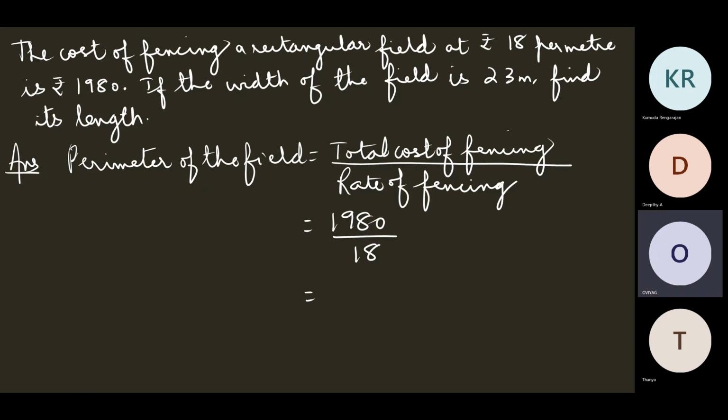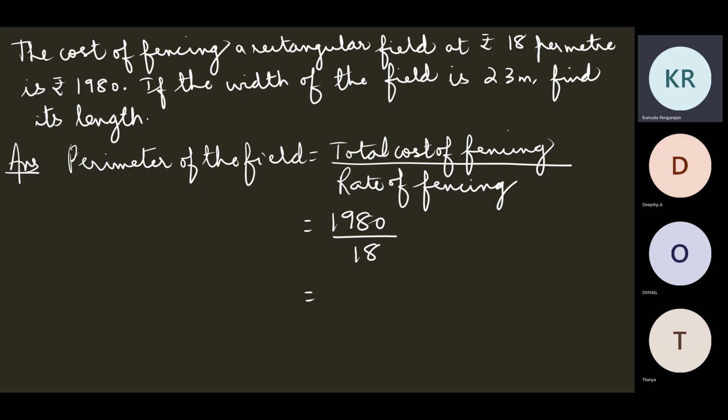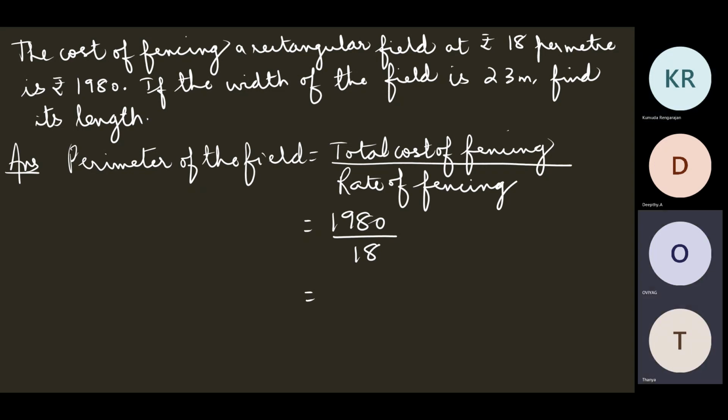Ma'am, I think first we should find the semi-perimeter. That's a different situation where you're given the perimeter and the length and asked to find the breadth. Here it is about the cost of fencing. So since the total cost of fencing and the rate is given, you should first find the perimeter. You're right, Ovia. But first we have to find the perimeter and then what do you say? Should we divide 1980 and 18? Yeah, you have to divide.